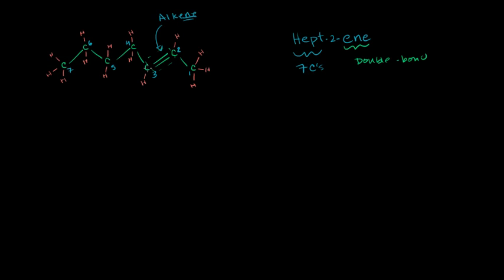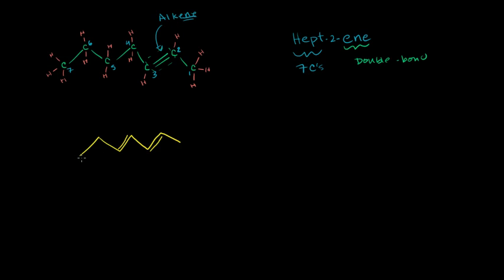Now, you might be asking, well, what if I had more than one double bond here? So let me draw a quick example of that. So let's say I have something like, 1, 2, 3, 4, 5, 6, 7. So this is the same molecule again. The way we drew it up here, it would look something like this. What if I had another double bond sitting right here? How would we specify this?